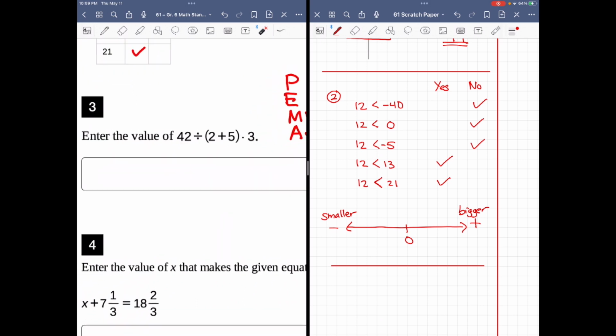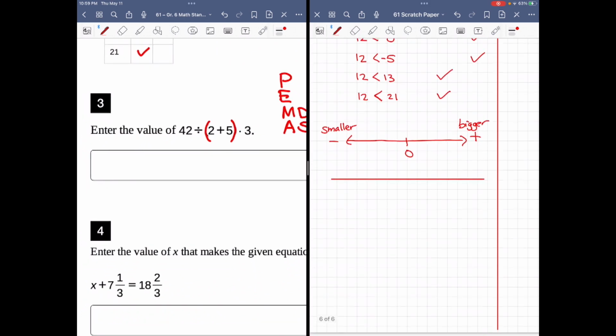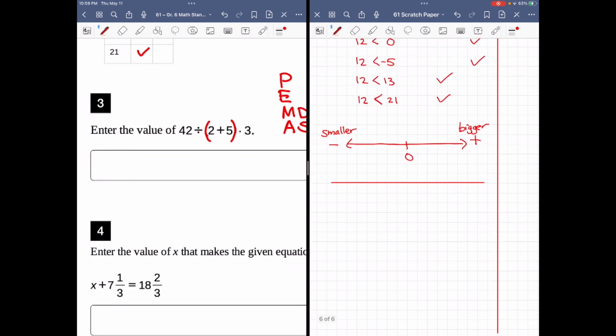So go ahead and copy down this expression on your scratch paper, and be sure to make the parentheses bigger so that you notice that they have to come first. So here is number 3.